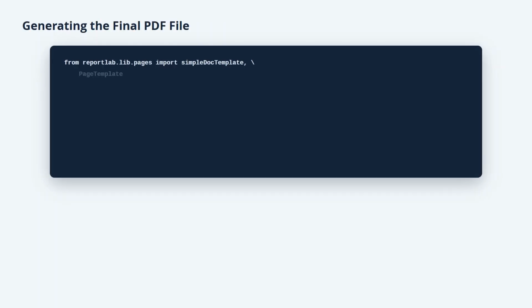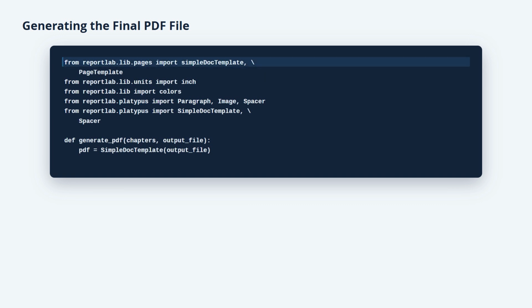Now that we've formatted our content, it's time to generate the final PDF file. First, we'll use the ReportLab library, which is great for creating PDF documents in Python. We'll start by initializing a PDF canvas. This canvas is where we'll draw our content, page by page. Next, we'll loop through the chapters we previously extracted.